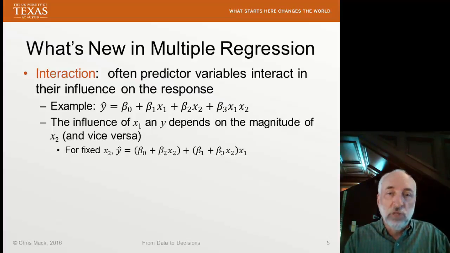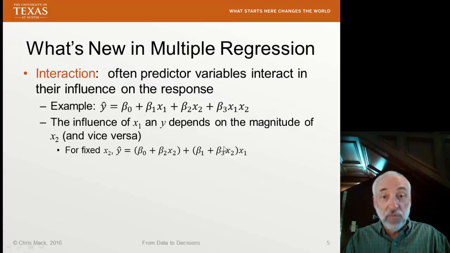So let's suppose x2 is fixed. It's a constant. Therefore, beta 2 times x2 is a constant, and I can lump it together with the other constant, beta naught. So for x2 a constant, that becomes our intercept term. And then I can also pull out beta 3 times x2 as the thing multiplying x1 and combine it with beta 1. The slope now becomes beta 1 plus beta 3 times x2.